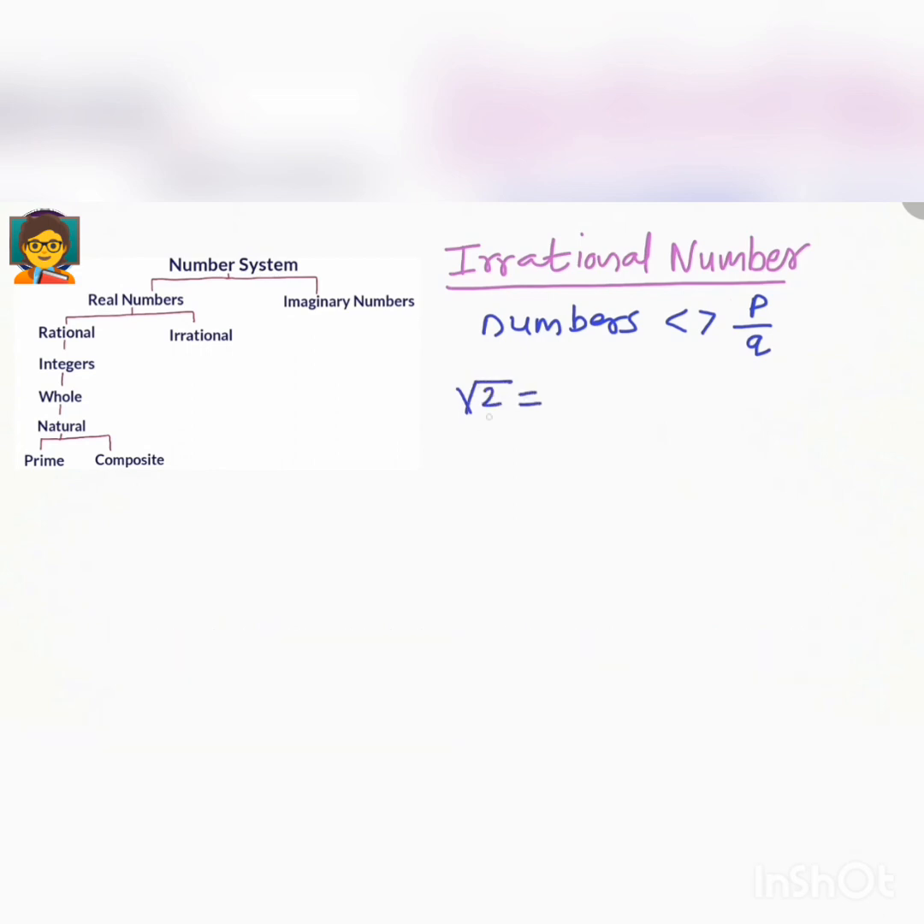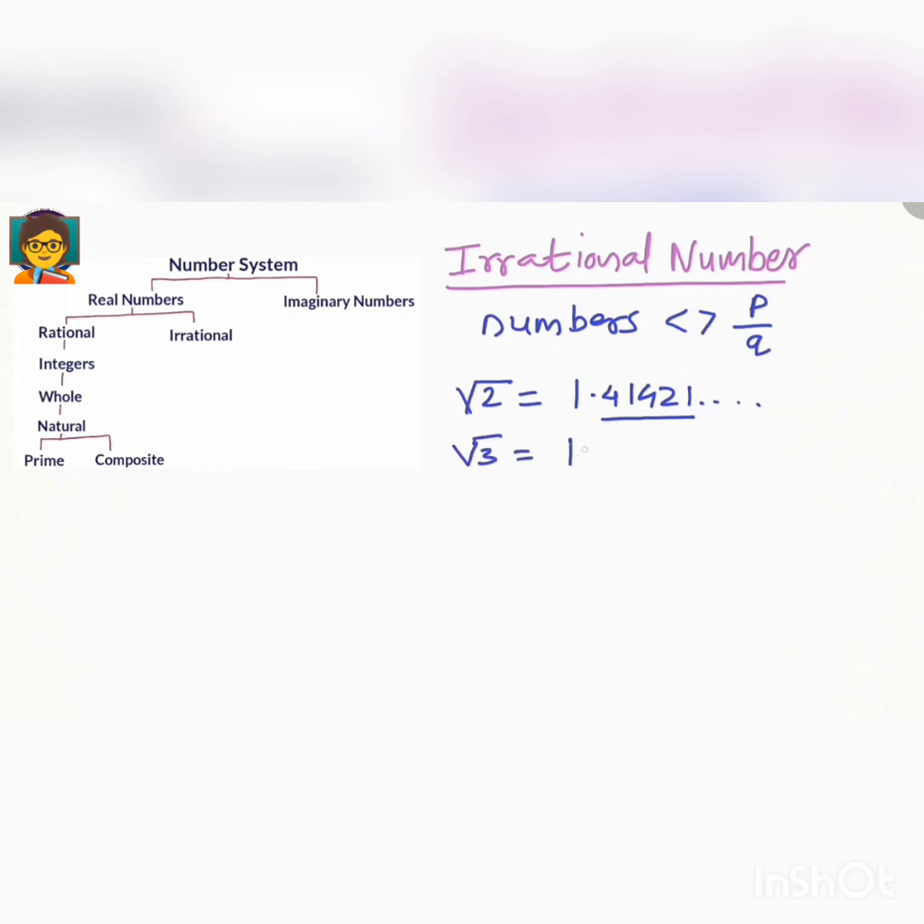Let's take an example, square root of 2 is an irrational number. The value of square root of 2 is 1.41421 and so on. You can see this series after the decimal point is a non-terminating series, and that's the reason square root of 2 you cannot represent in p by q format, and that's the reason it is an irrational number. Square root of 3 is another irrational number.